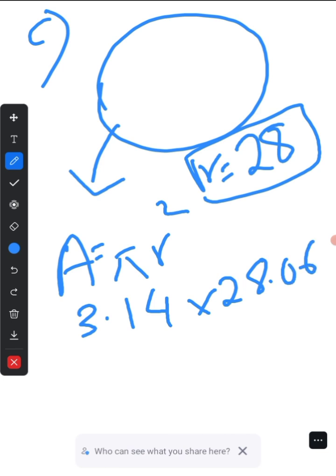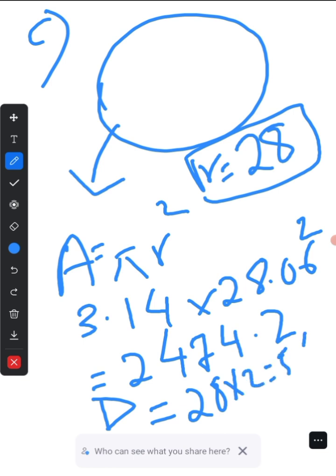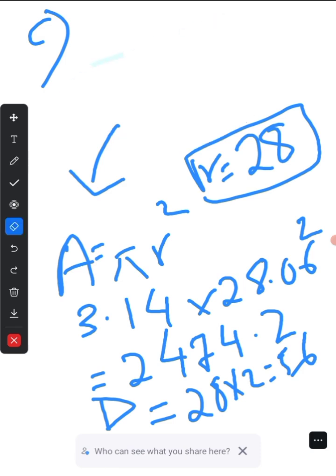So what do you get as your answer for doing a square as well? 2474.2. And what is going to be our diameter here? Obviously 28 multiplied by 2, right? What do I get? 56. Let's talk about part D now.